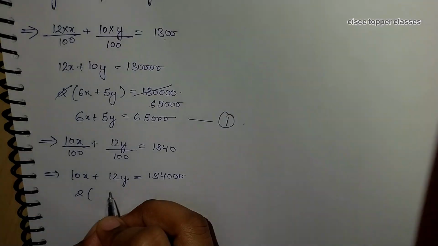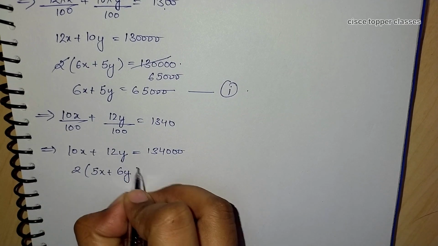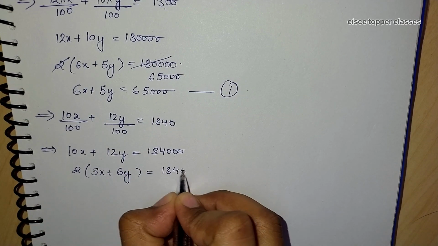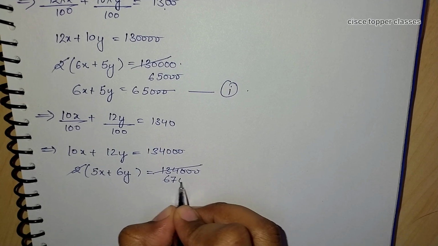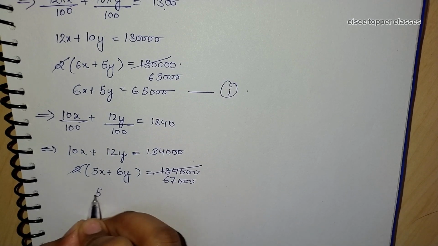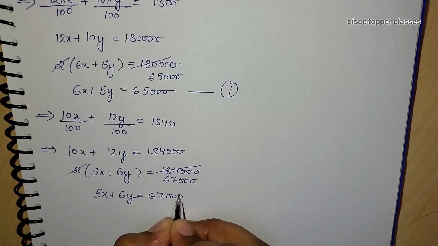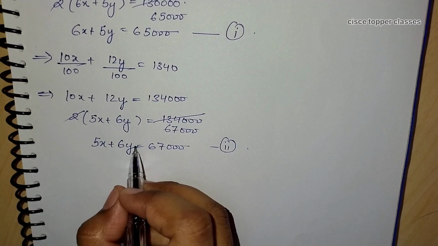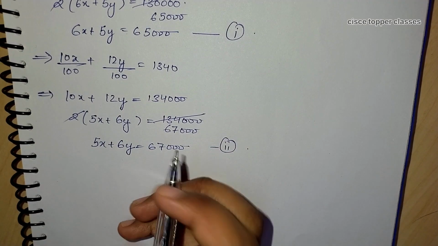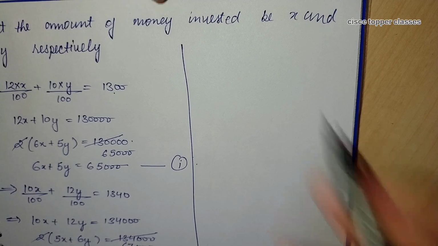Again we will take 2 common here, so this will be 5x plus 6y equal to 1340 into 100. This will be cancelled out, 67,000. So 5x plus 6y equal to 67,000. Now we will add and subtract these equations to find the value of x and y, meaning the amounts invested. So let us solve here in this part.